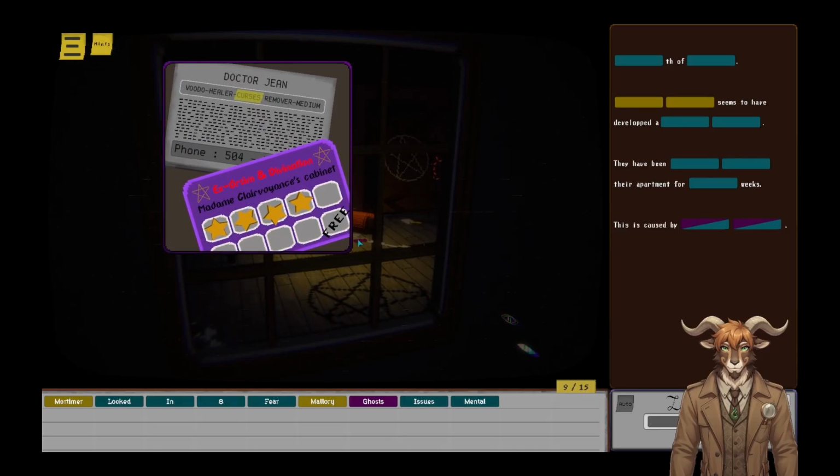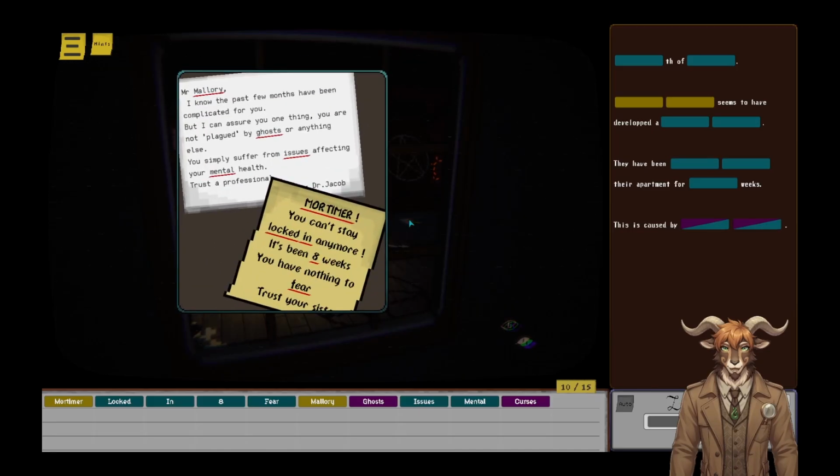Okay. Exorcism and divination. Madame Clairvoyance's cabinet. He's had 4 visits from her, and he's searching out for curses. Voodoo healer, curses, remove a medium. Well, at least Dr. Jean told him the truth, right, in this letter? If that's Dr. Jean here... Oh no, it's Dr. Jacob.